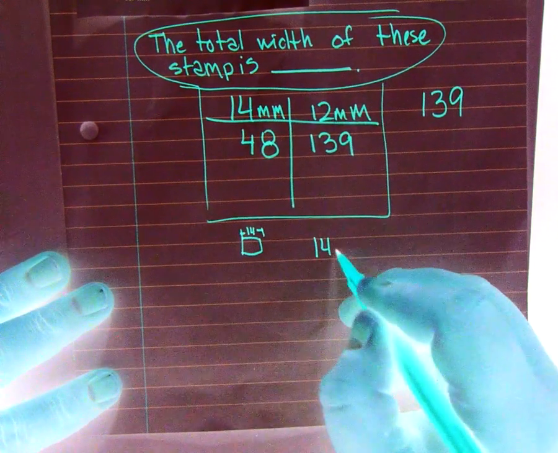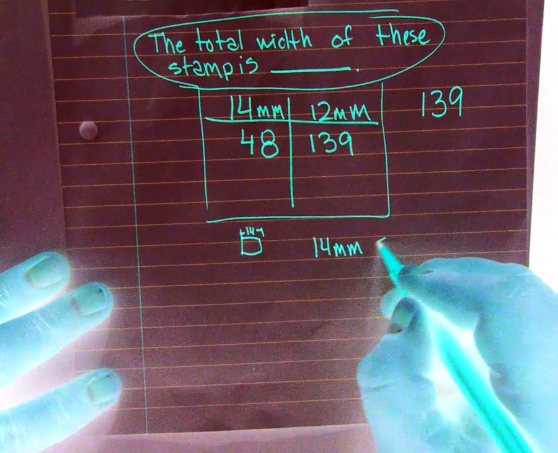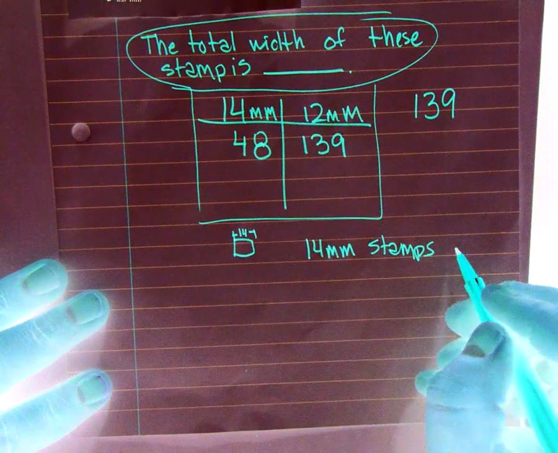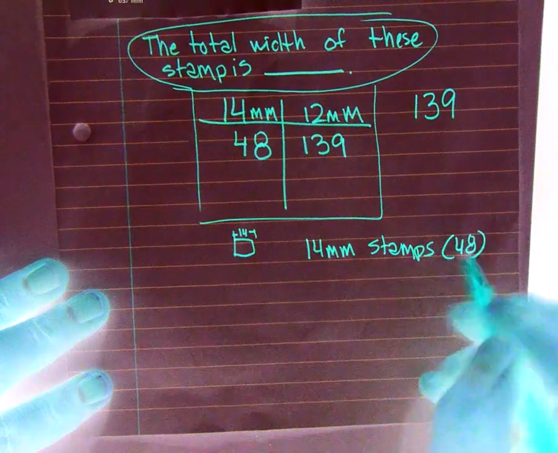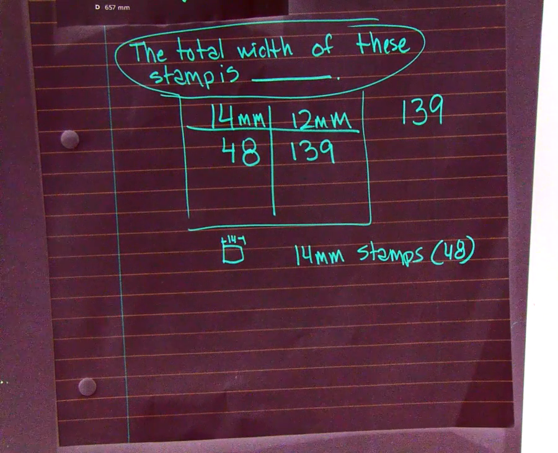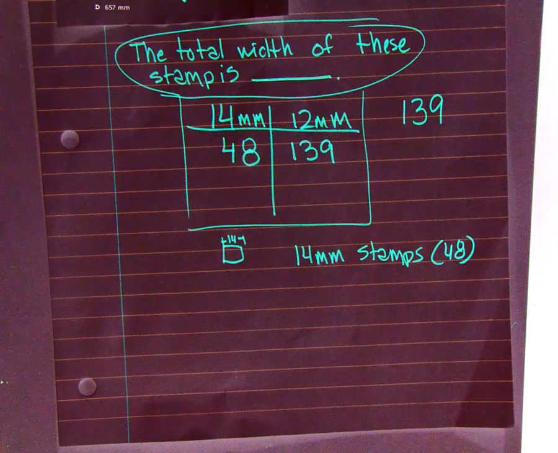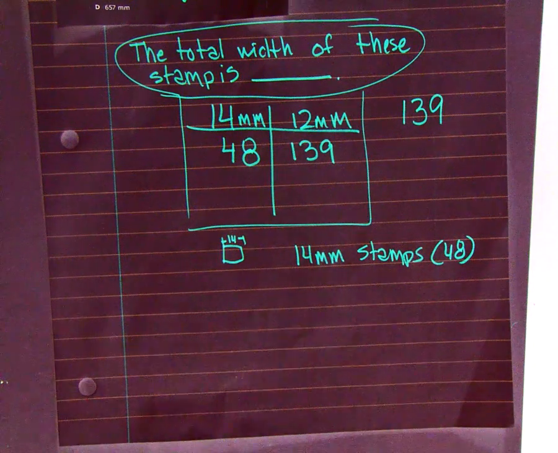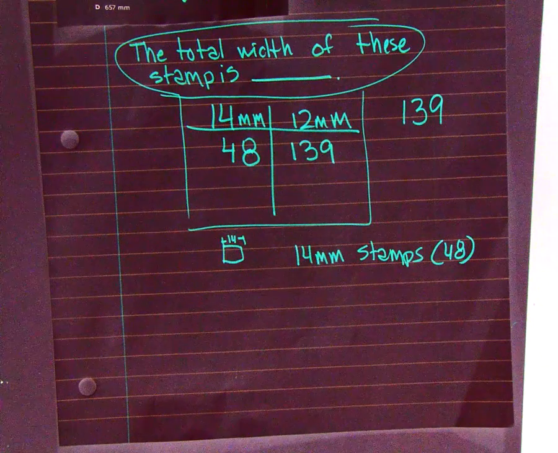Or I'll even accept something like 14 millimeter stamps, and then they can put down 48. Anything as long as I can see what their process was, because this will help us going forward analyzing word problems, and they're going to get more complex. So the more we practice this skill, the better it will be.